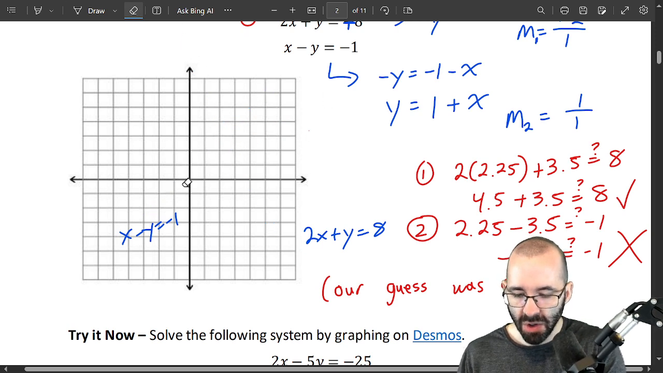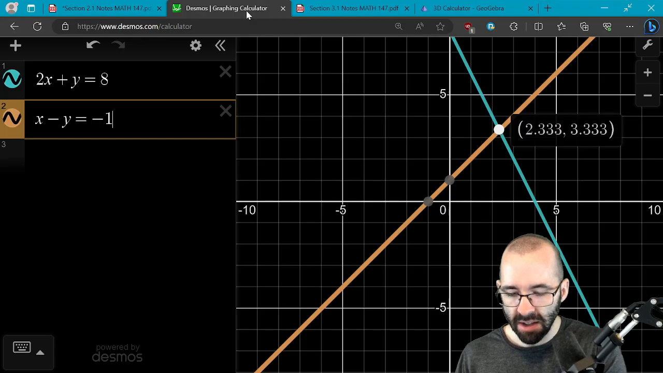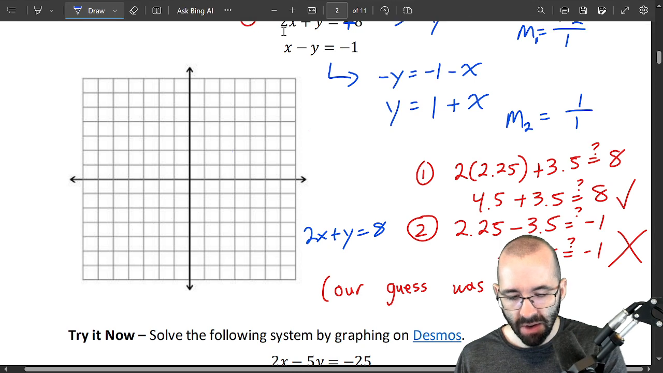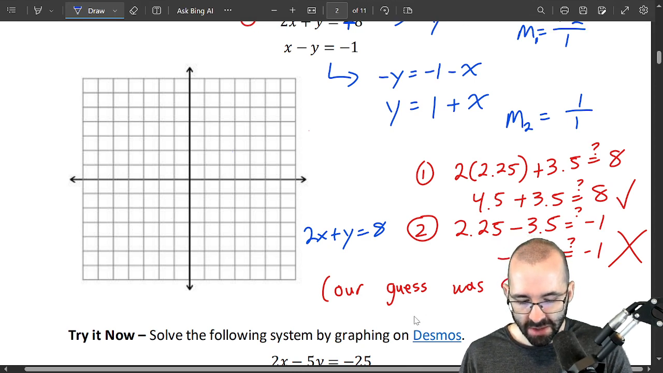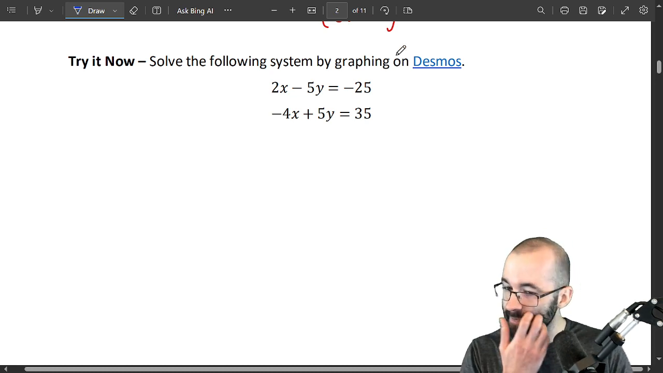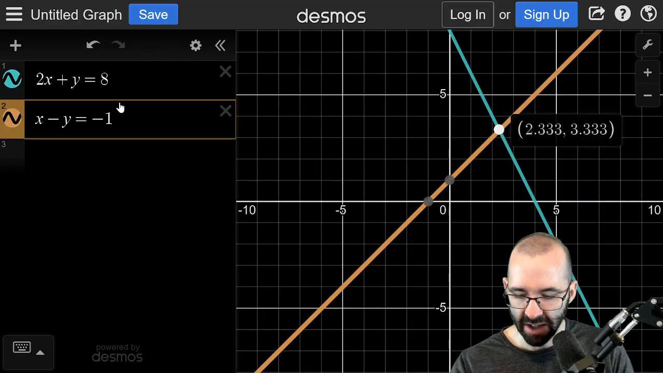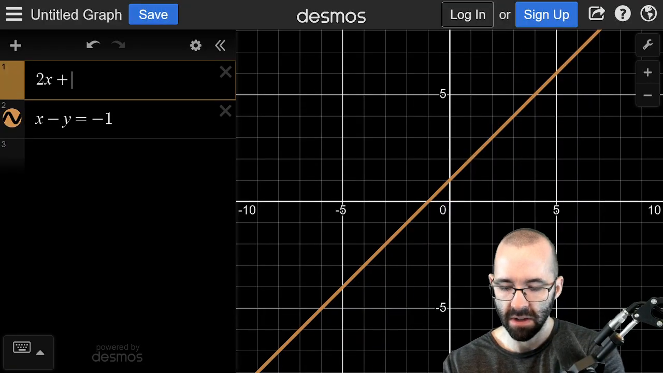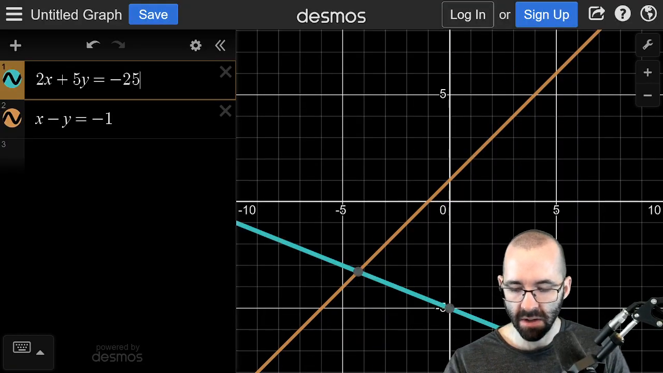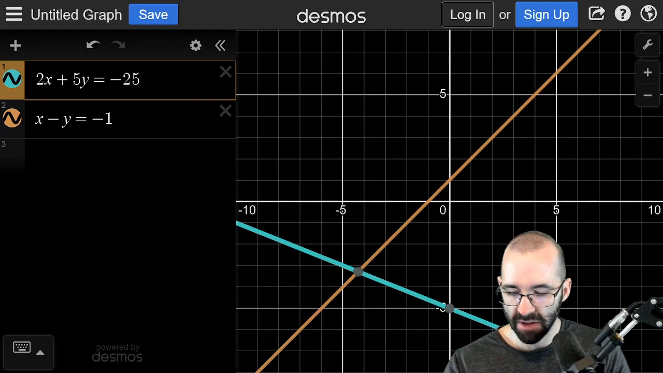Okay, so we're going to graph this new equation. Pause the video. Try it now. Try to graph this and see if you can get to the solution. Okay, graph it by hand. Oh, wait, no, it says graph on Desmos. No, I didn't mess anything up. Graph it on Desmos and find the solution. Or graph it by hand if you want practice graphing by hand. Pause the video, see if you can get the solution. 2x minus 5y is -25. Great. And -4x plus 5y equals 35.